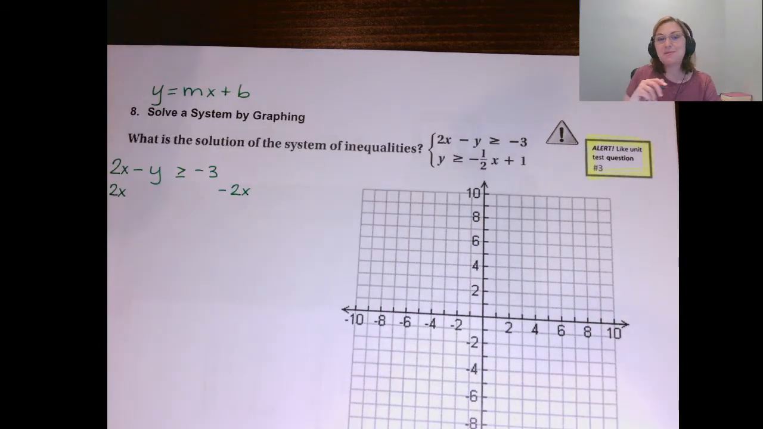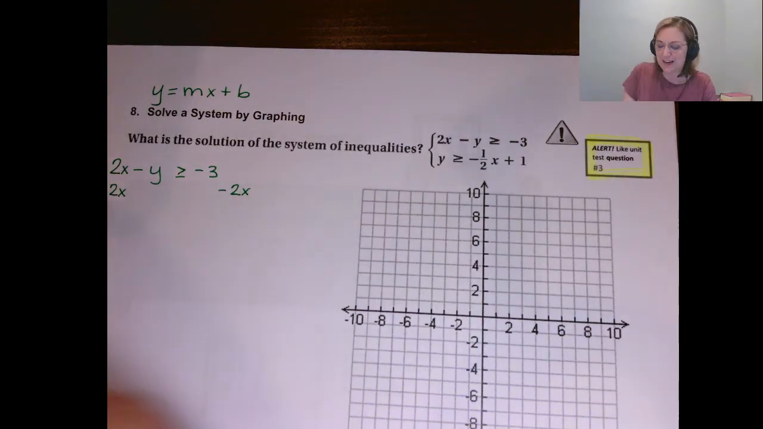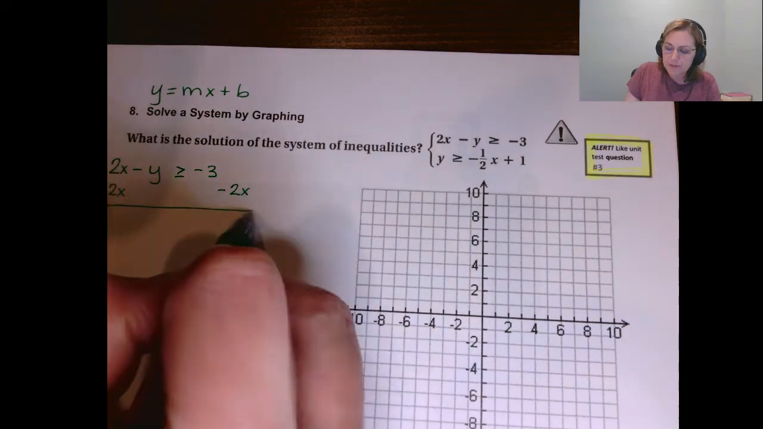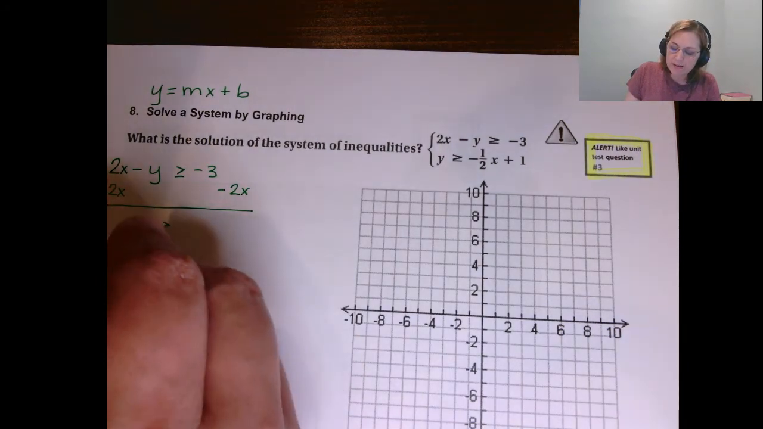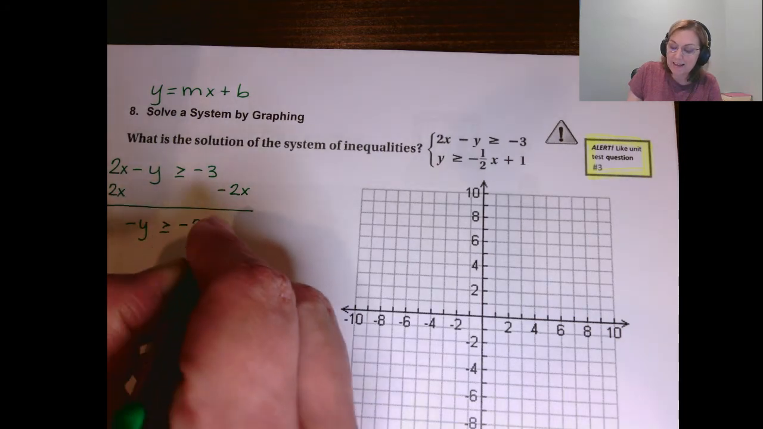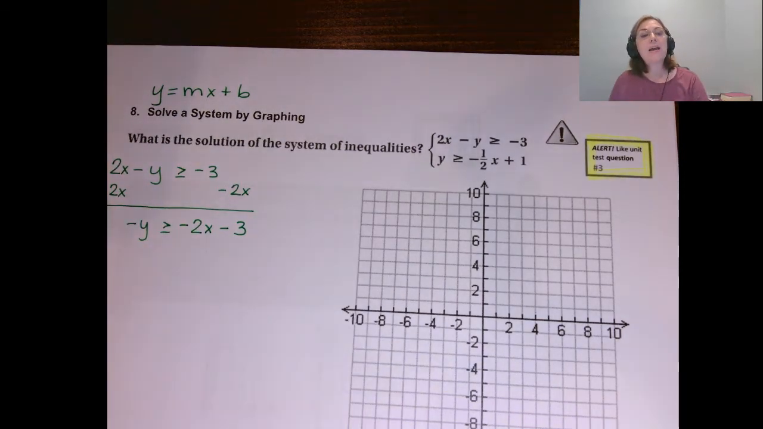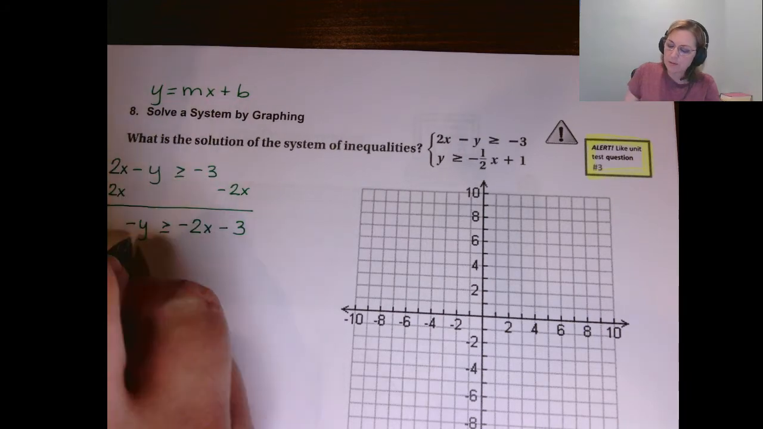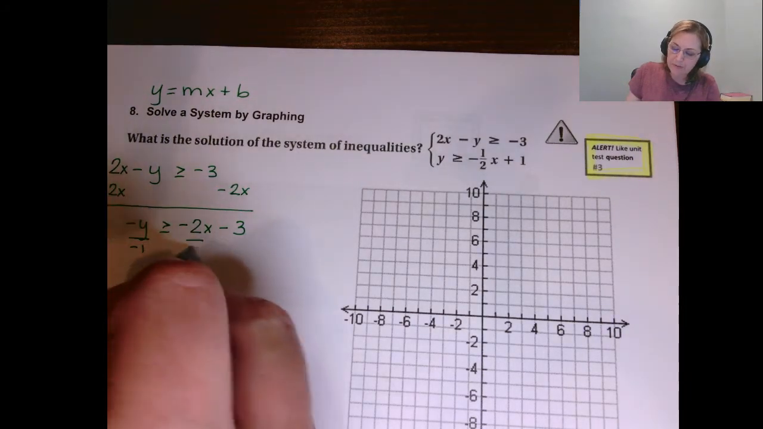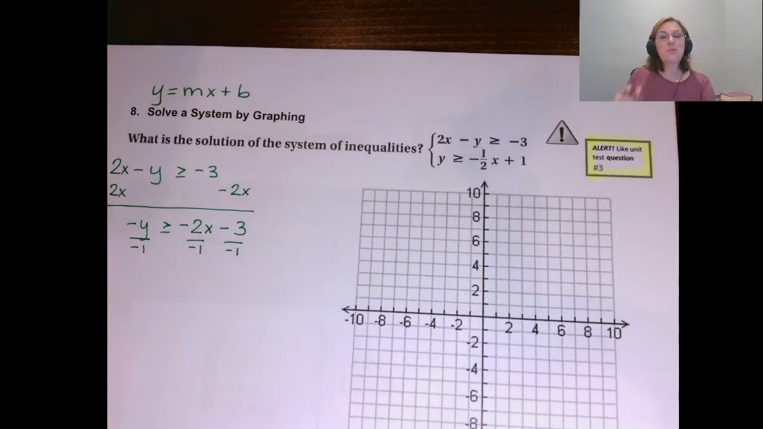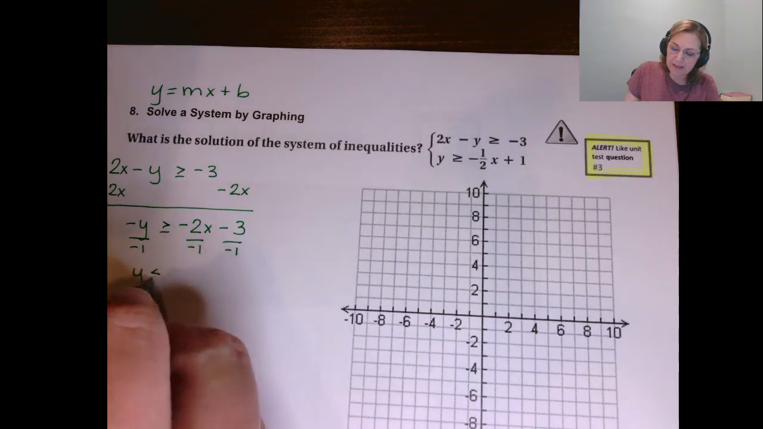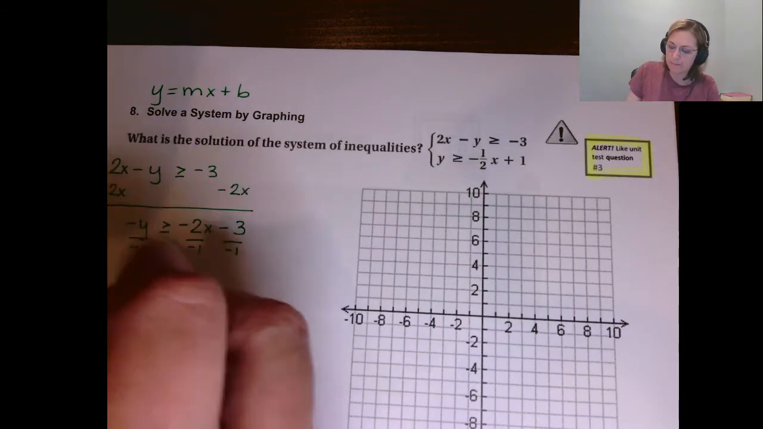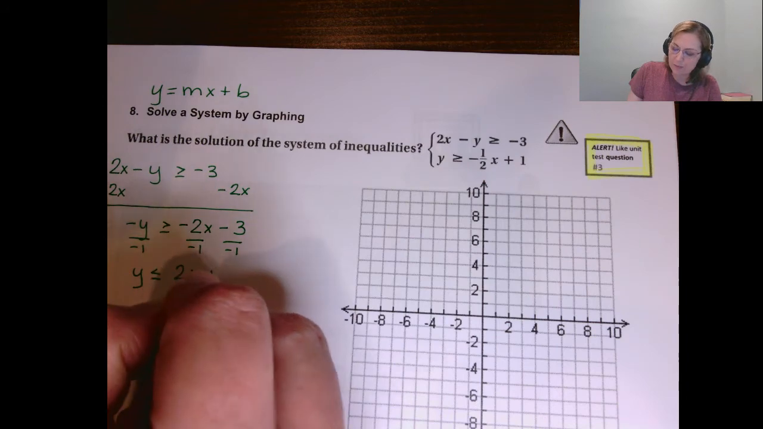If you'll remember, I don't like to write the -2x underneath the -3 because they are not like terms. So that leaves me with -y is greater than or equal to, and again, I like my x's to come first. So I put my -2x and then -3. My next step though, I've got to get this negative off the y, so I'm going to divide by -1. You'll have to remember though, when we divide by a negative and we have an inequality, we flip the inequality. That's very important there. y is less than or equal to 2x plus 3.